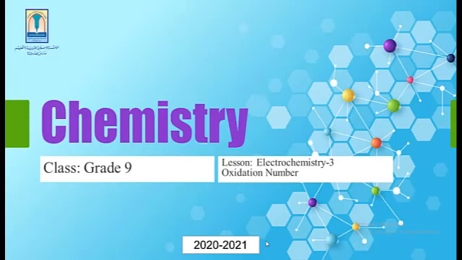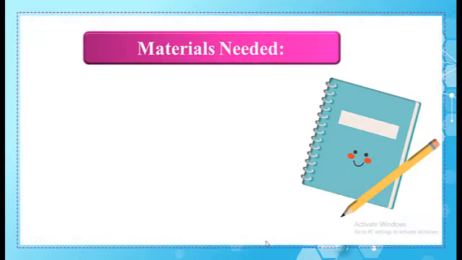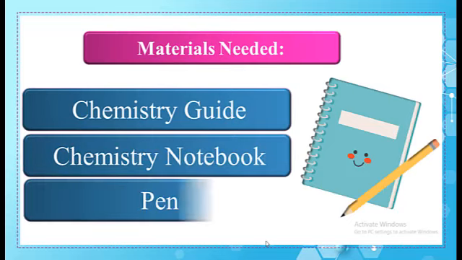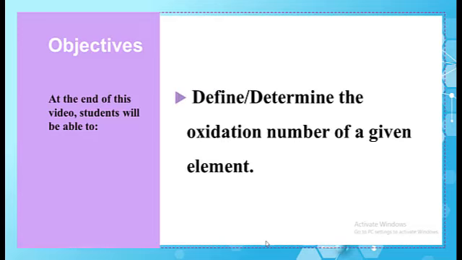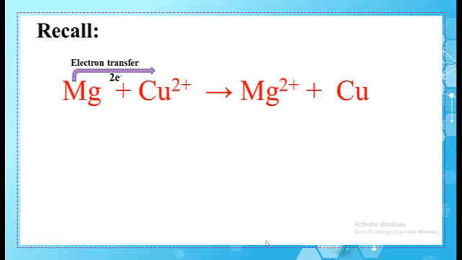Hello grade 9 students. Today we will continue our unit electrochemistry, but now part 3 oxidation number. At the end of this video you will be able to define or determine the oxidation number of a given element. As usual, it's better to start recalling some information.